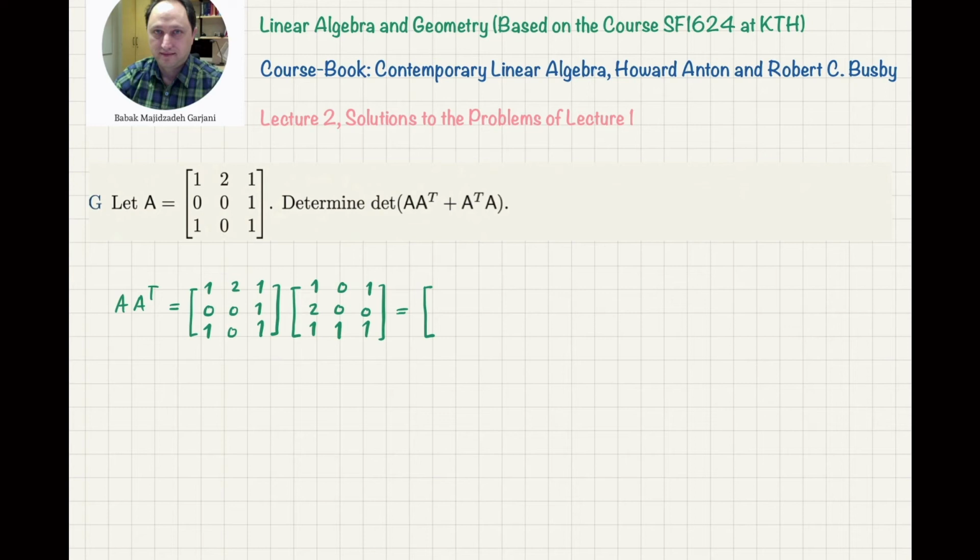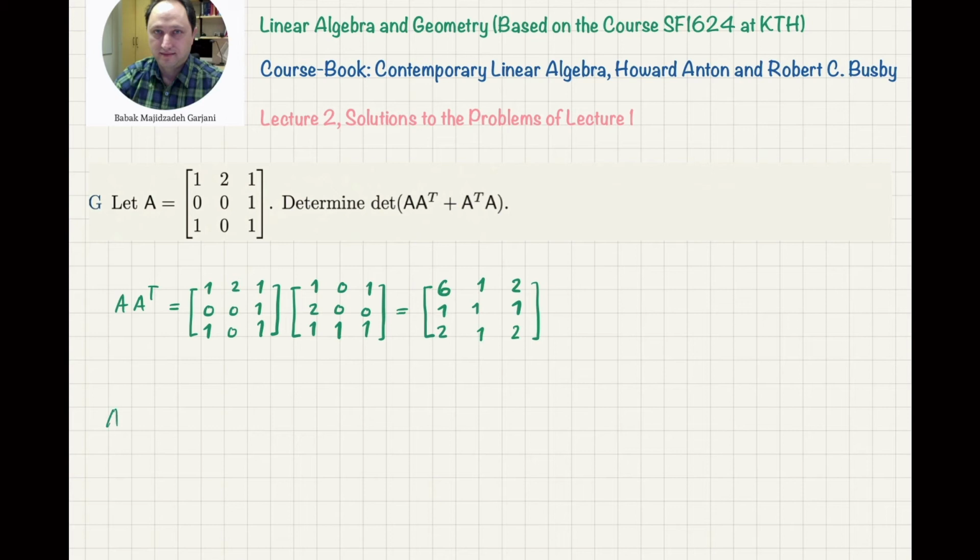So if I multiply these two matrices, it becomes 6. Yes, because 1 should be multiplied by 1, 2 should be multiplied by 2, and 1 should be multiplied by 1, and then I add the results. If I do that, it becomes 6. Yes. And then the next one becomes 1, the next one becomes 2, the next one is 1, and 1, and 1, and then I will have 2, 1, and 2. So this is A A transpose.